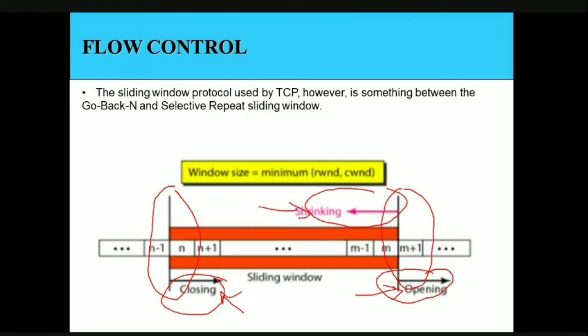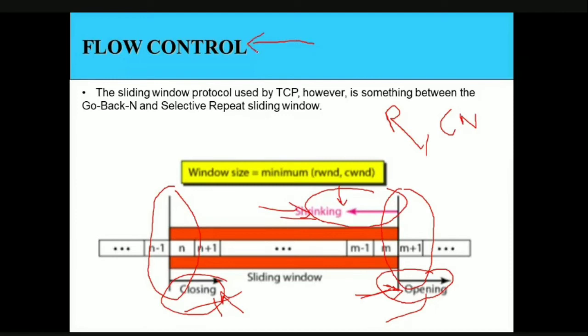Let us see what this actually means. Before that, I want to tell you one important point. These three activities, opening, closing, and shrinking, are in the control of the receiver, and they also depend upon the congestion in the network. Closing, opening, and shrinking are in no way related to the sender.